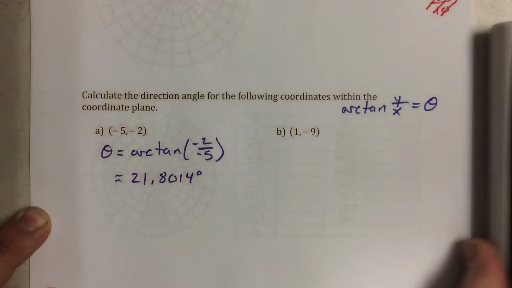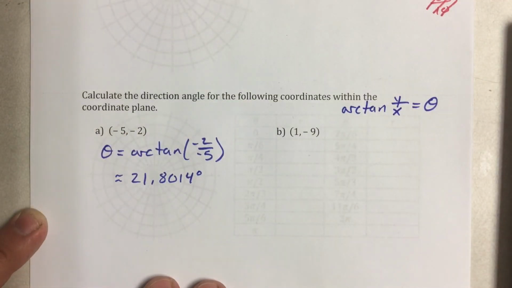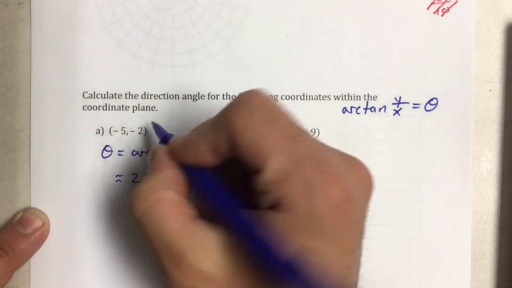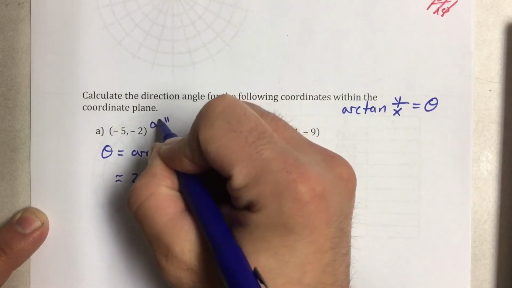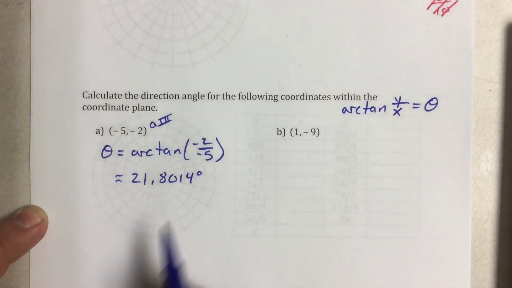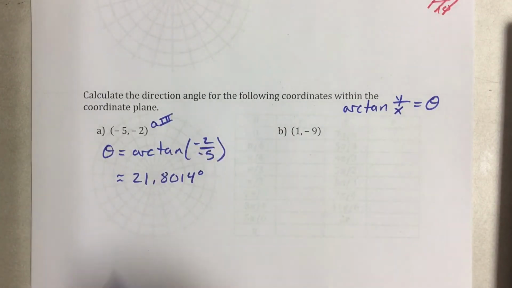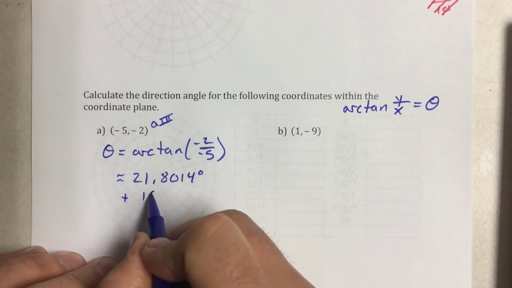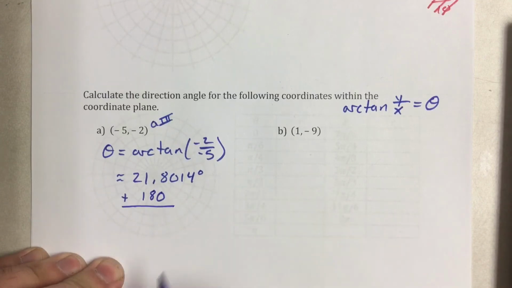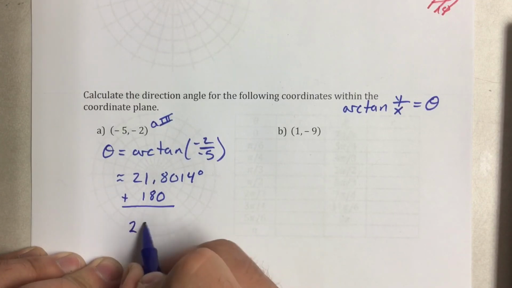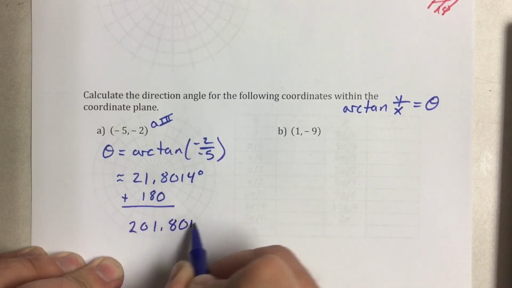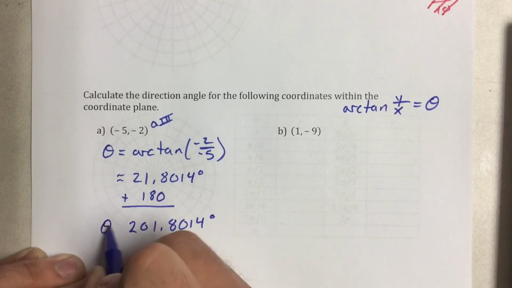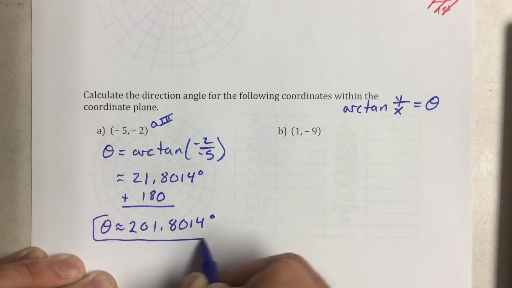21.8014, but we have to consider, does that match where our coordinates are located? And the answer to that is no. This is in quadrant 3. This is in quadrant 1. So to get our angle to quadrant 3, we're going to add to it 180 degrees. That would take it to quadrant 3, which makes it 201.8014 degrees, and that is our direction angle.